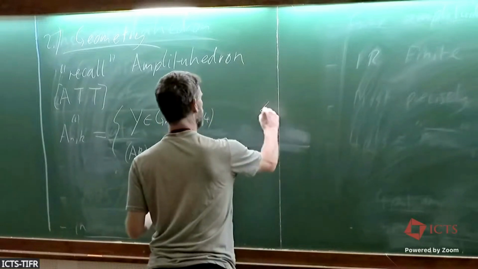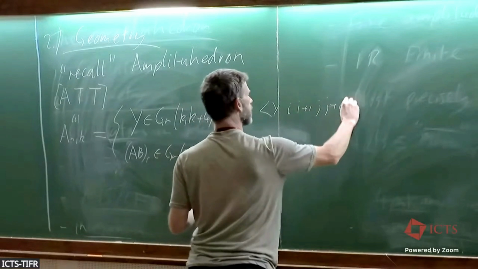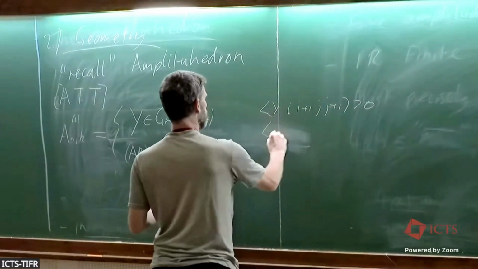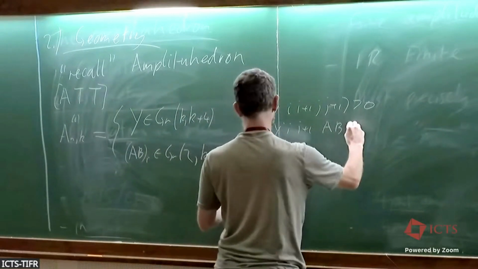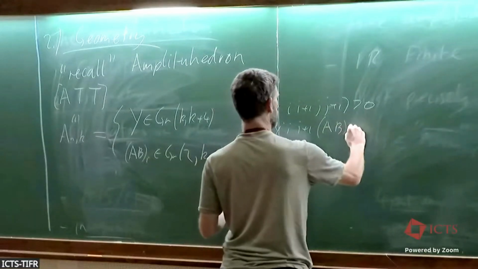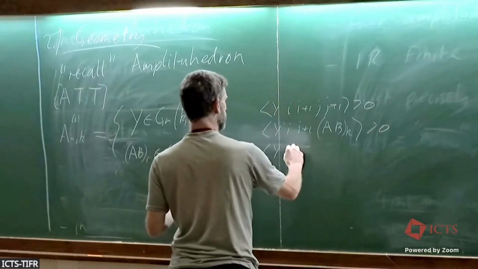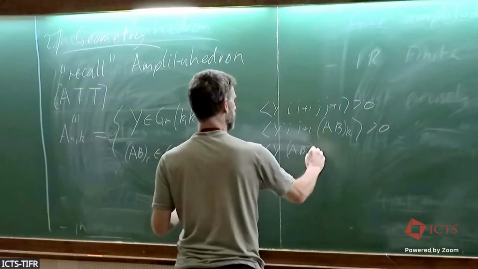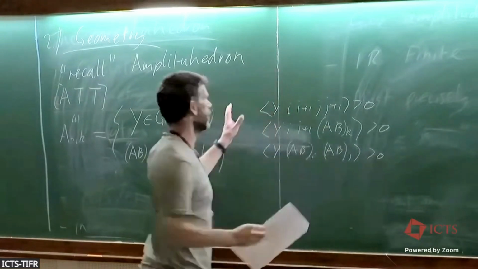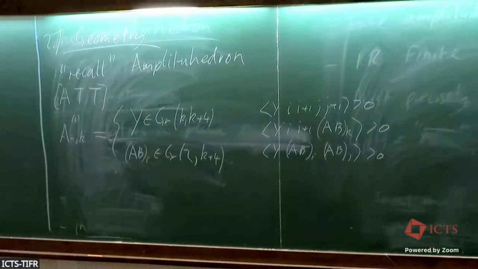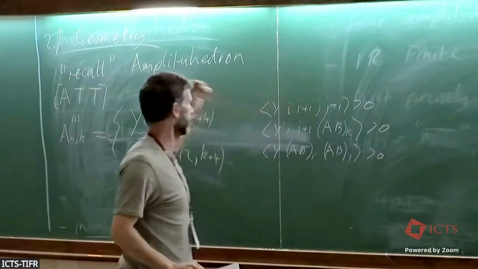So they have a Y, I plus 1, J plus 1 inequality. They have a Y, I plus 1, AB inequality. And then they have a Y with 2 loop variables, so AB, I, ABJ inequality. Okay, and we know hopefully what these brackets are by now. So this is a K plus 4 by K plus 4 determinant here.